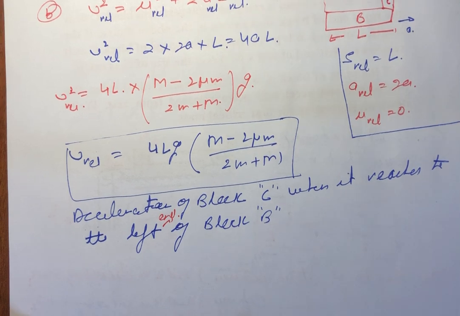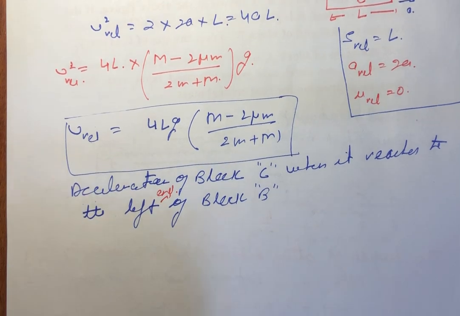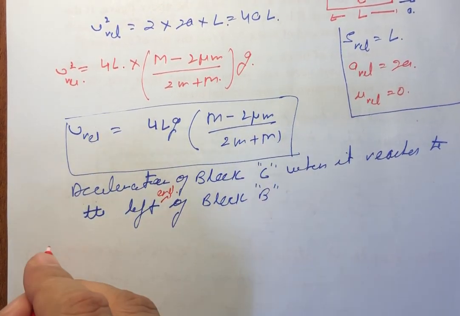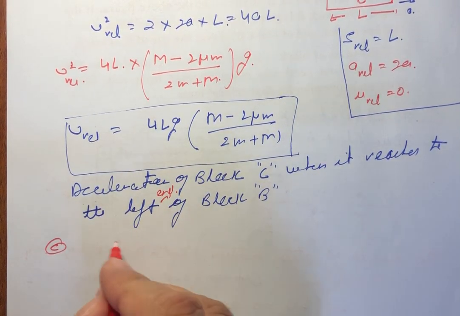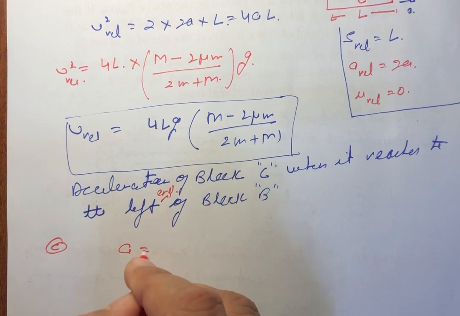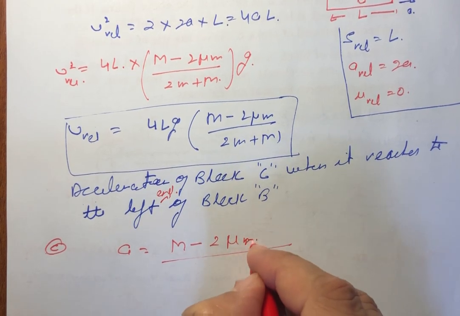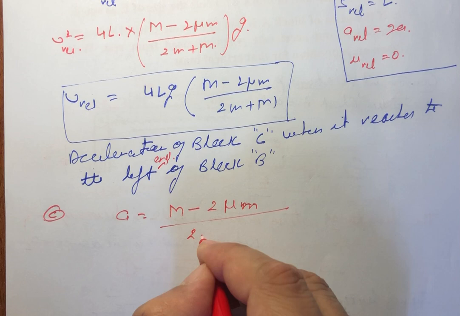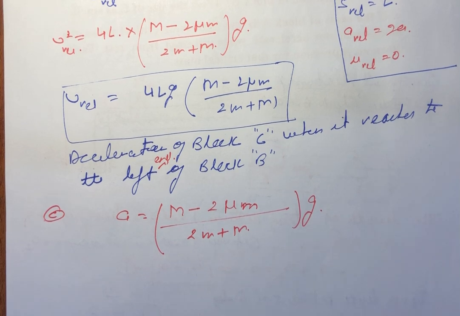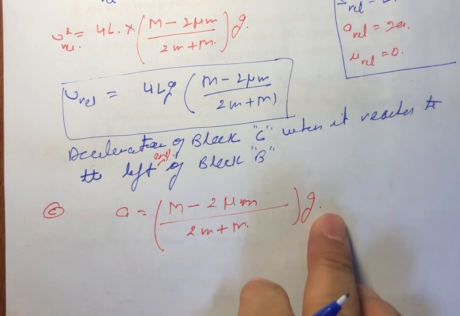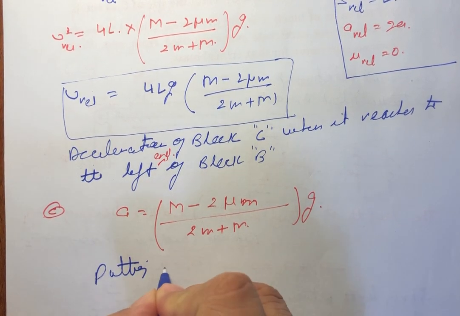And in the last part we are going to find a critical value of mass of block A such that acceleration is 0. So in this case we already know the formula for acceleration. The formula for acceleration is given as m minus 2 mu m divided by 2m plus capital M, into g. So we put a is equal to 0 in this equation because acceleration is said to be 0.